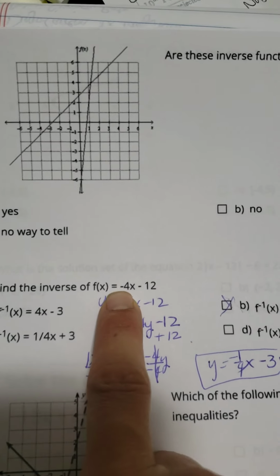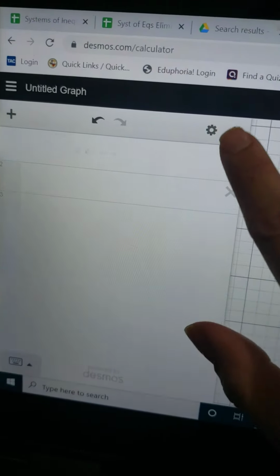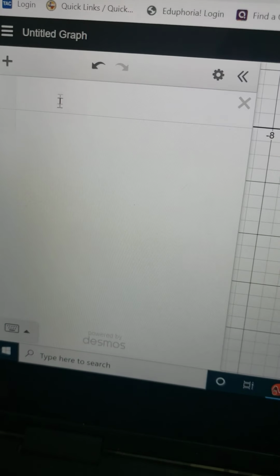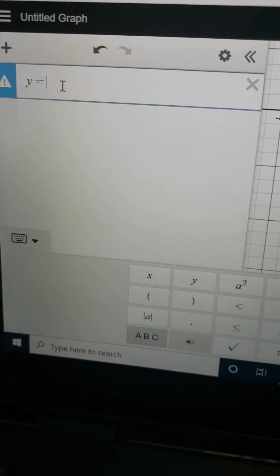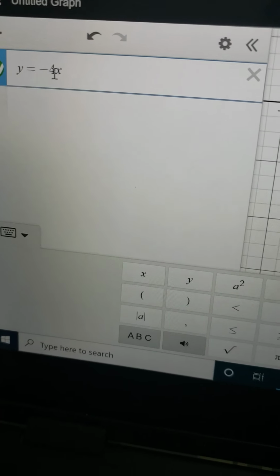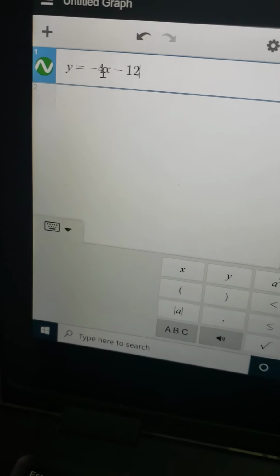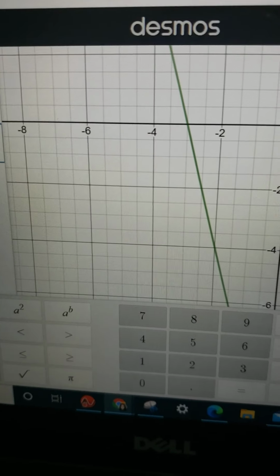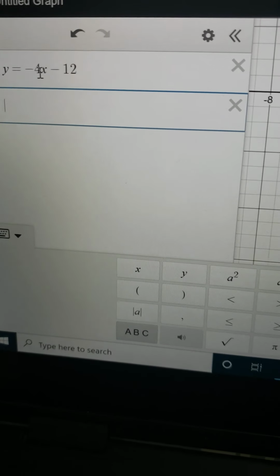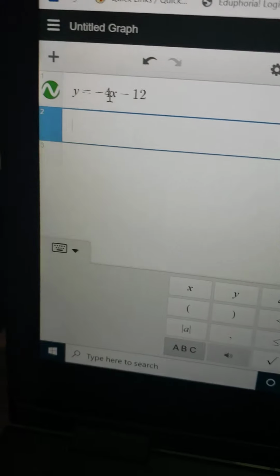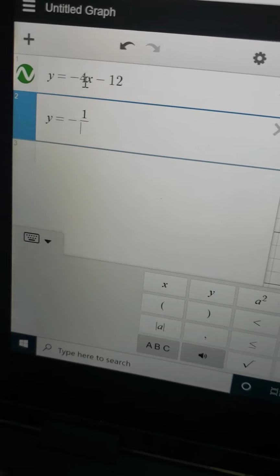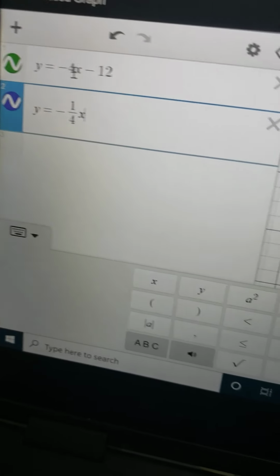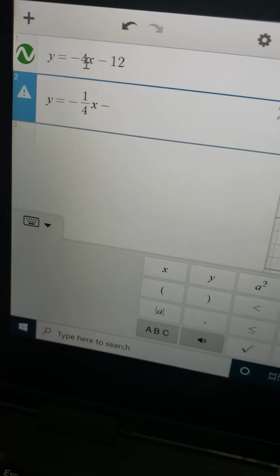So I'm going to graph the original here. I'm going to take this off. I'm going to put y equals negative 4x minus 12. That's the one we started with. Enter, and it's there. Then my answer choice, but I'm going to pick the right one. So y equals negative 1/4 x minus 3.